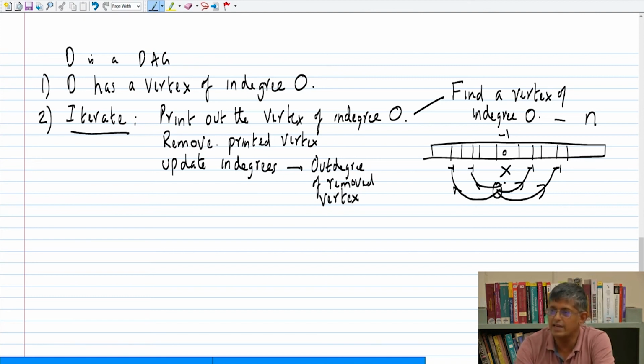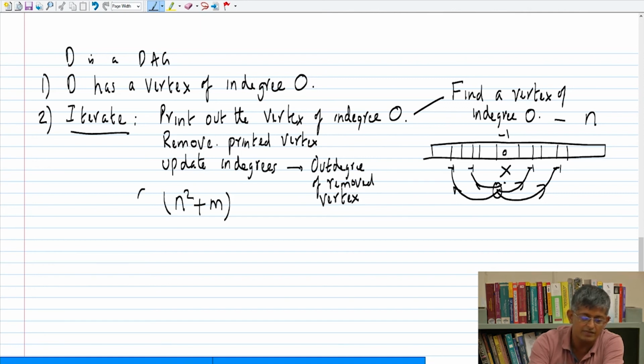So the second part is a very careful counting. Therefore, what does this give you as a complexity? It essentially gives you n square plus the total number of edges in the graph, asymptotically. So in every iteration, in the ith iteration, you may have to do n minus i amount of work to find out a vertex of in degree 0. And then when you remove a particular vertex, you will have to mark it as -1 and look at everything which is going out, and reduce the in degrees at all those places.